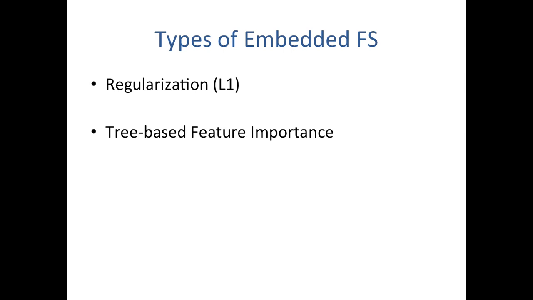We're going to see two types of embedded feature selection methods that we are already very familiar with. This is just going to be remembering what we have already seen in some of the past classes and understanding how that's actually performing a feature selection. So it's covering again concepts that we know, but through a feature selection lens. Two types of embedded feature selection are L1 regularization and tree-based feature importance.